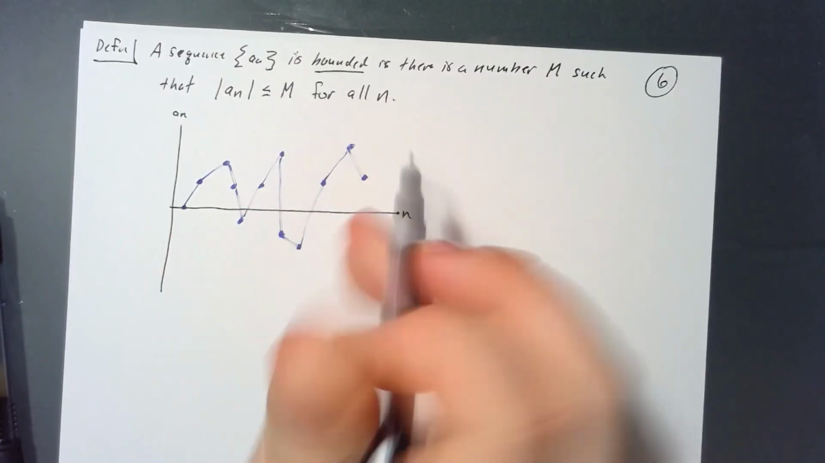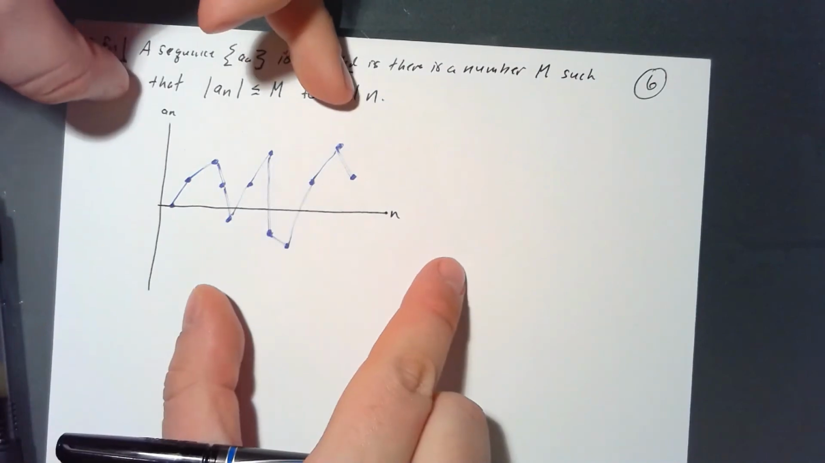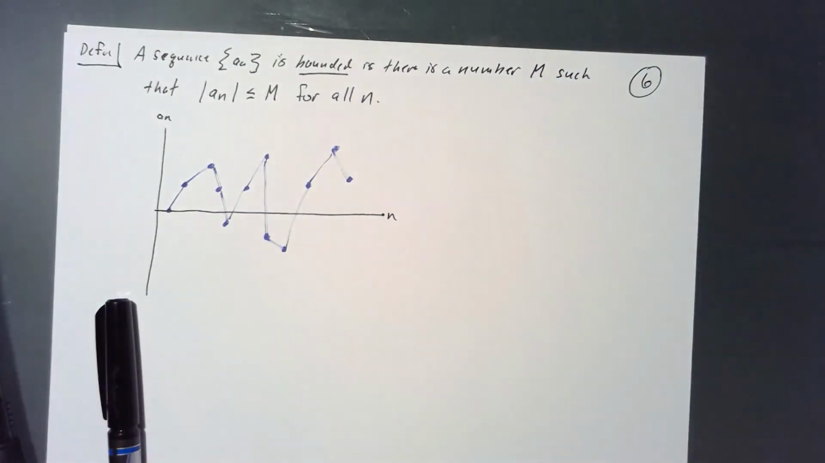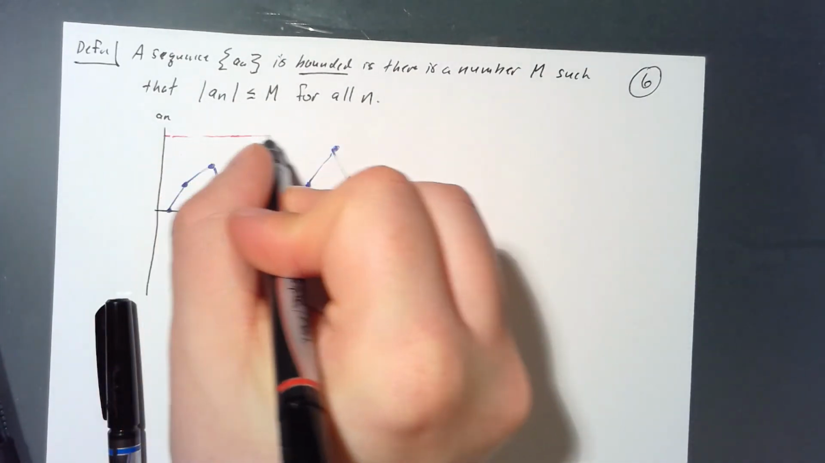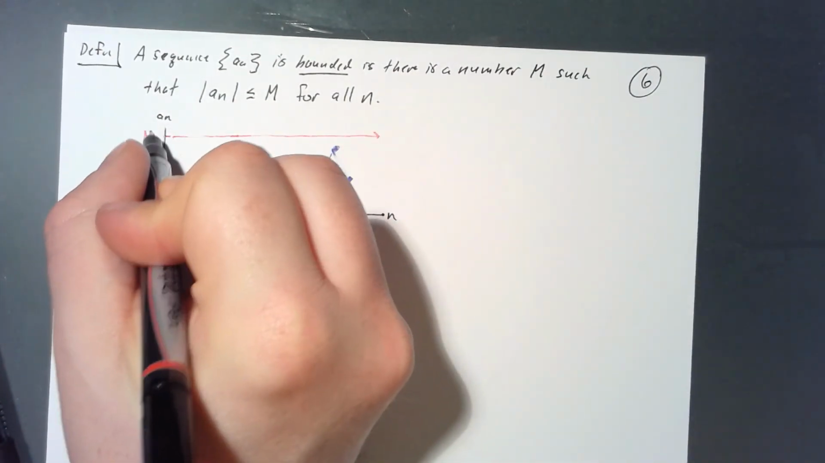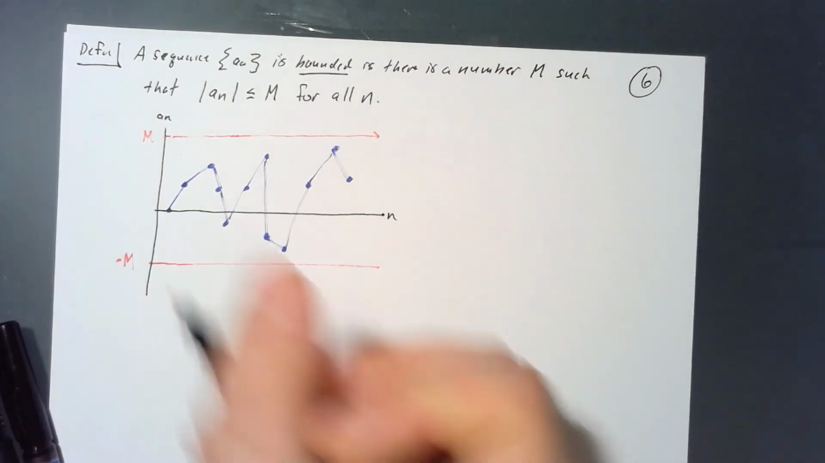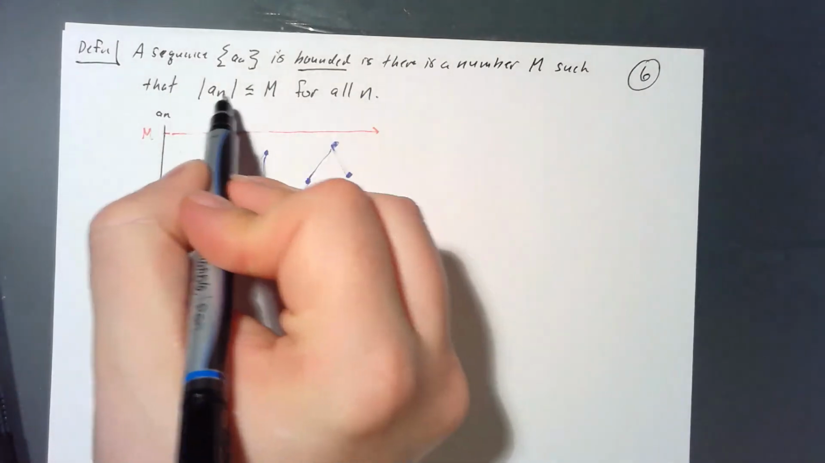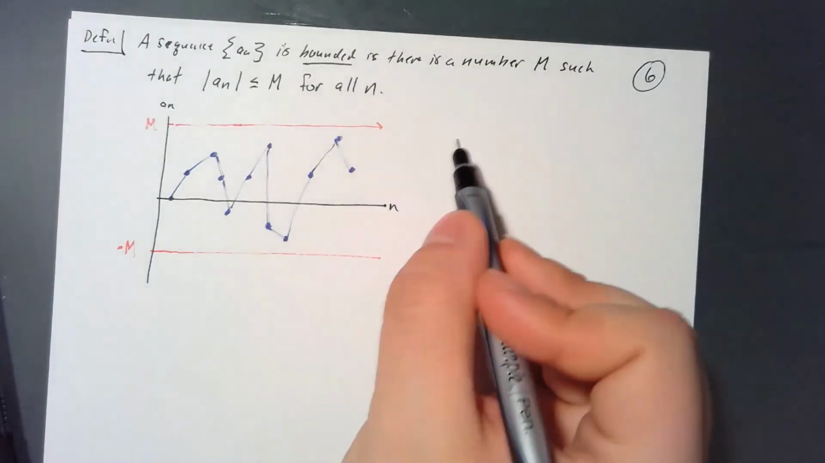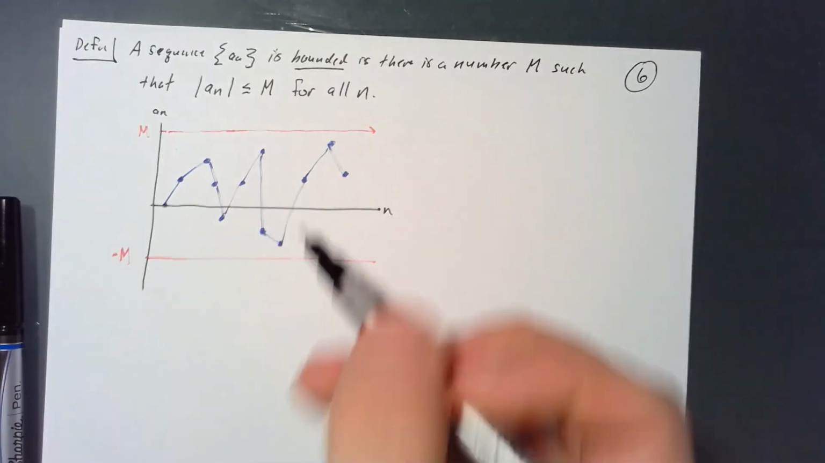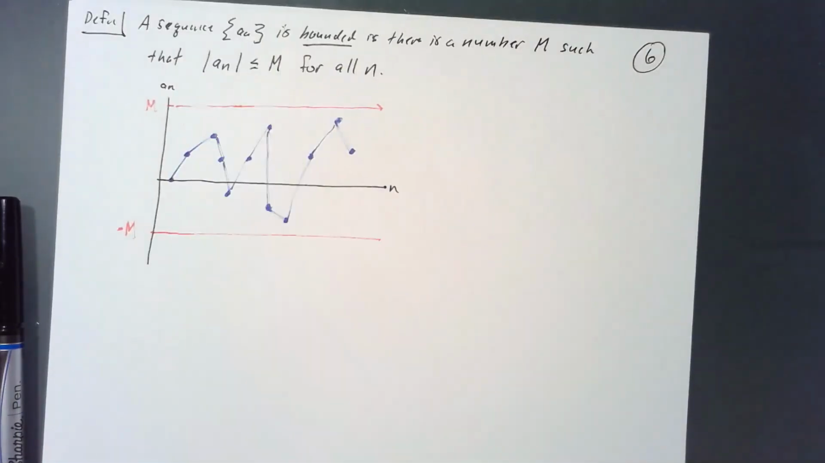It's bounded if all the terms in the sequence are caught between two values of n. So that just means it's caught between that value and the opposite of that value. That's why there's an absolute value symbol here, because it's caught between m and negative m. This means it's bounded. So all the terms in the sequence are caught between those two values for m. That's all it means.